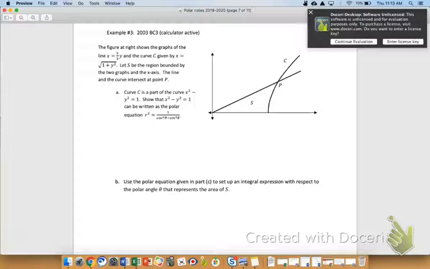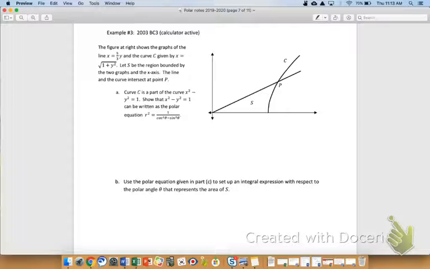Real quick, it says use the polar equation given in part C. Oh, there's no part C. It should be part A. Sorry, you can see I kind of skeletonized this one. No problem. So the polar equation of part A would be the thing that you basically just proved is true in part A.